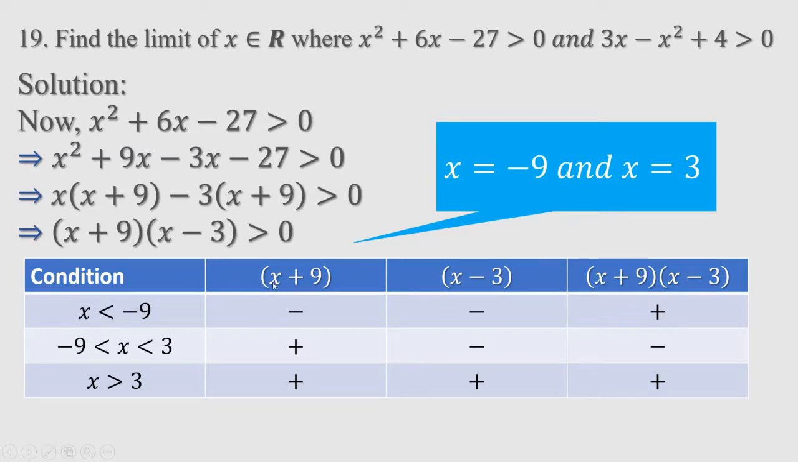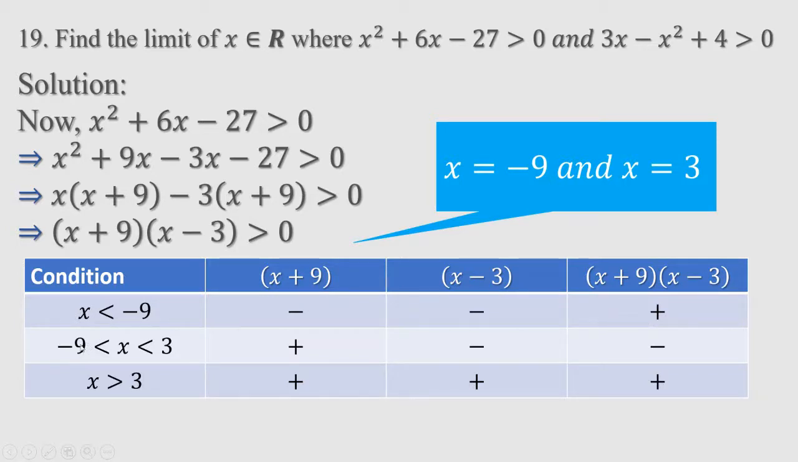X less than minus 9, that means x can be minus 10, minus 11, minus 11.5, etc. For this condition, this factor is negative. This factor also negative. When x is below minus 9, then this factor also will be negative. Value of this factor is negative, value of this factor also negative. So their multiplication will be positive.